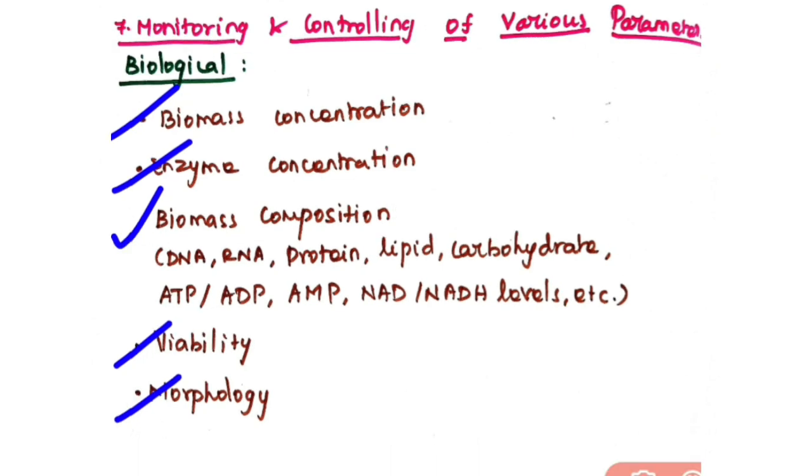Then biological parameters are biomass concentration, enzyme concentration, biomass composition, viability of the cells, and morphology of the cells. Then in the next video we will see how to measure these parameters and why we have to monitor and control these parameters during your fermentation process.